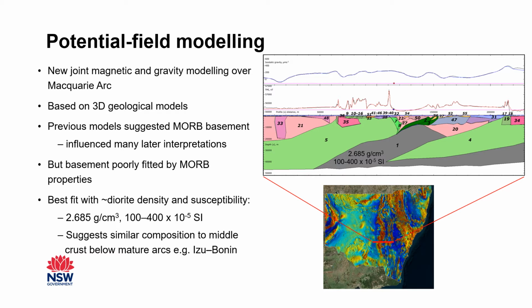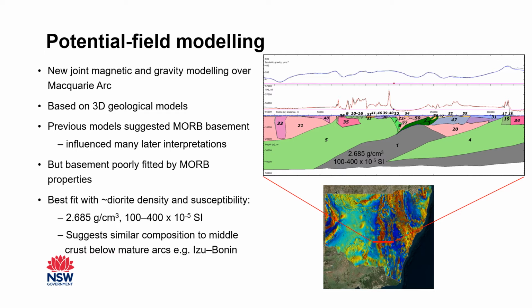As I mentioned, previous geophysical models for the Macquarie Arc suggest a MORB basement, but the basement, unit 1 of the model, is poorly fitted by typical MORB characteristics, with effective magnetic susceptibility in the 1000 to 2000 by 10 to the minus 5 range, and density greater than 2.785 grams per cubic centimetre.